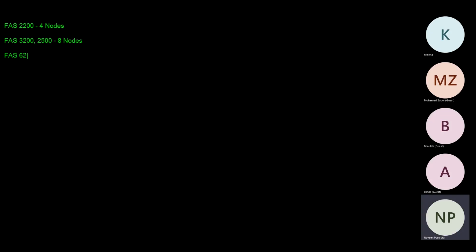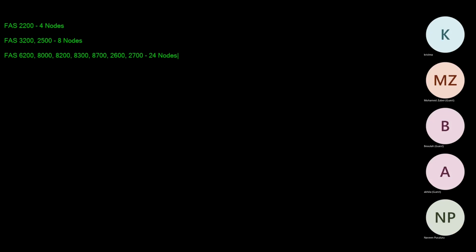The remaining models like 6200, 8000, 8200, 8300, 8700, 2600, 2700, all these remaining models, I'm just taking a FAS example only here, but you can assume it the same for AFF as well, will support 24 nodes.